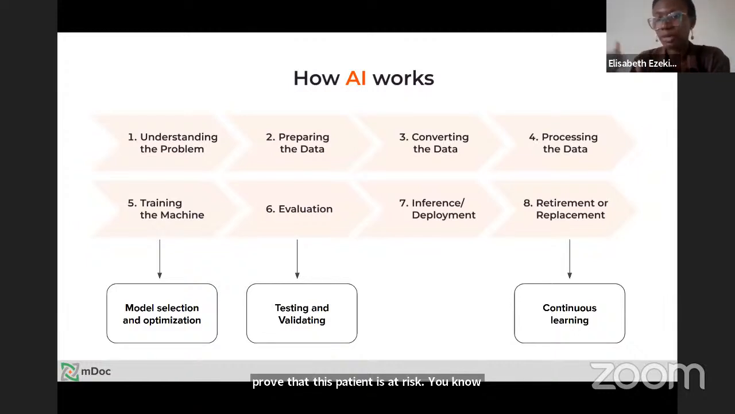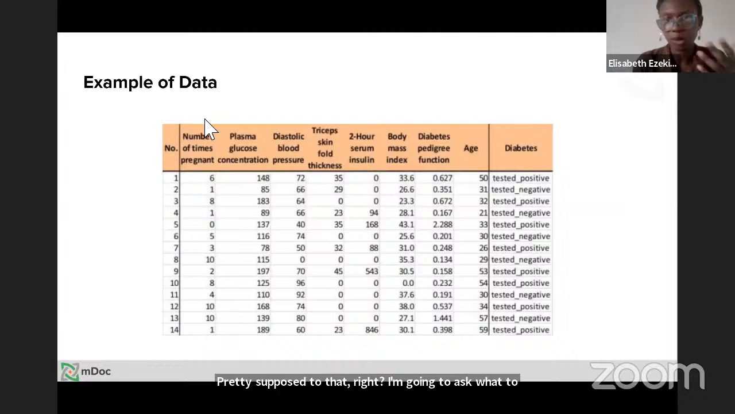or this patient is predisposed to that condition, right? I'm going to ask for us to go to the next slide so that we see how we can prepare our data, process it, train our machine models, evaluate, and then we're able to come to a conclusion about the AI model. Next slide. Very good.